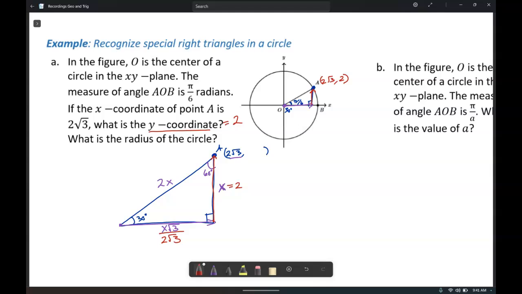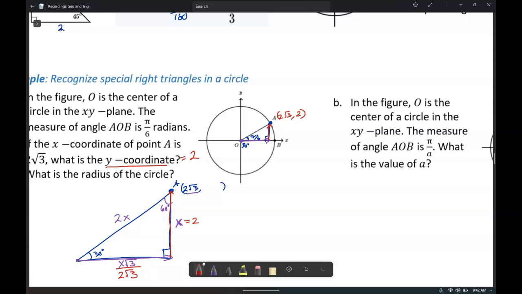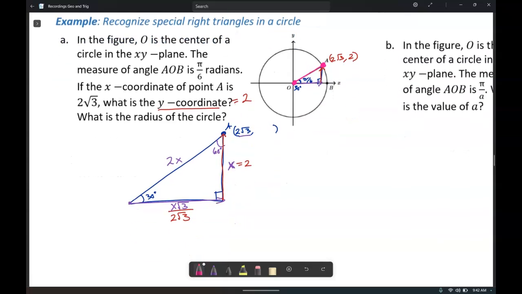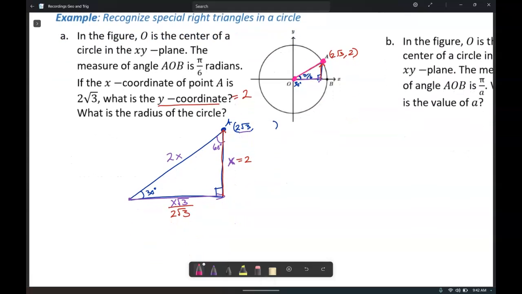The next thing they want us to find is the radius of the circle. Well, look at the diagram really closely of our triangle. The radius extends from the center of the circle to the edge, and on our triangle, the hypotenuse also extends from the center of the circle to the edge. And so if we find the hypotenuse, we know the radius of the circle. Well, going back to our diagram, 2 times the shortest leg will be our radius. So 2 times 2 equals 4. So the radius of our circle is 4.